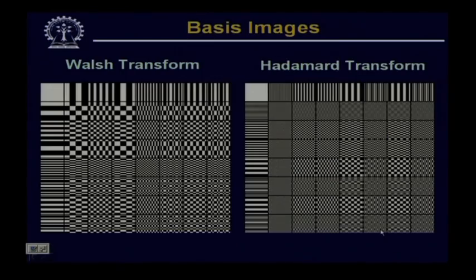Here a row represents the index k and the column indicates the index L. Again we have 64 images, each of size 8 by 8 pixels. Similarly, we have basis images for other transformations like the Walsh transform, Hadamard transform, and so on.